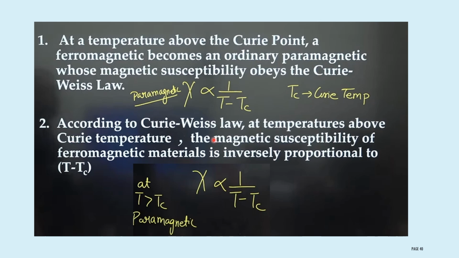According to Curie-Weiss law, at temperature above the Curie temperature, the magnetic susceptibility of ferromagnetic material is inversely proportional to T minus Tc. Already I explained, magnetic susceptibility is inversely proportional to T minus Tc. Here you have to remember, above the Curie temperature, if you raise the temperature, ferromagnetic material will become paramagnetic material.